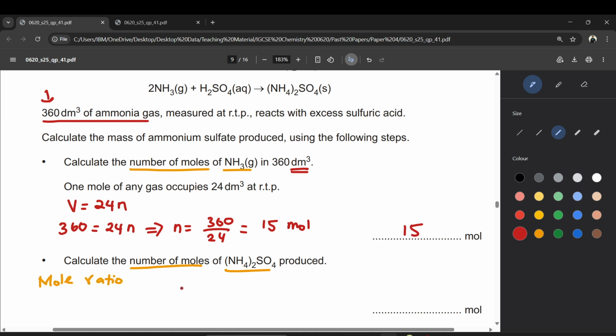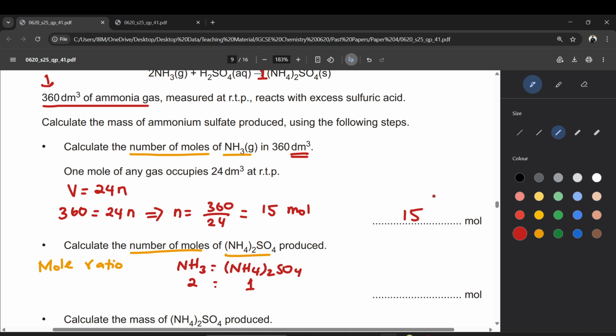Okay. What we do here is, over here, it was ammonia. So I'm going to write ammonia over here. Here I have ammonium sulfate, so I'm going to write ammonium sulfate. From the given equation, I'm going to see what the mole ratio is. Okay, so from here I can see this is 2 and over here there's 1. So this is 2 ratio 1, and from my calculation I found out that ammonia has 15 moles.